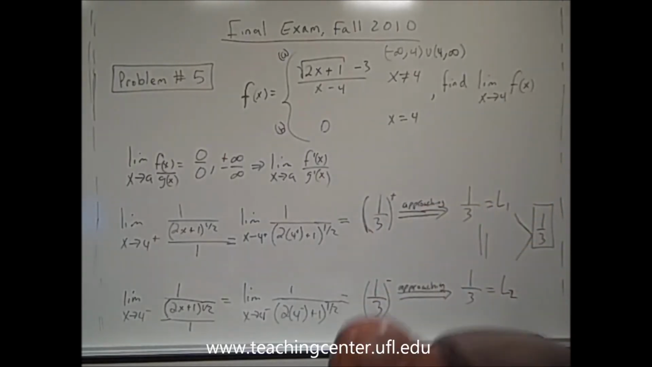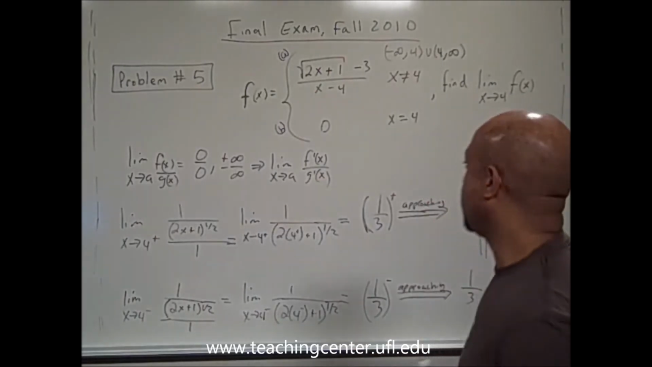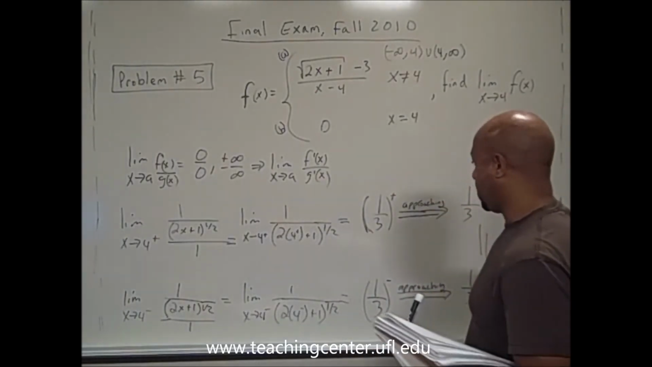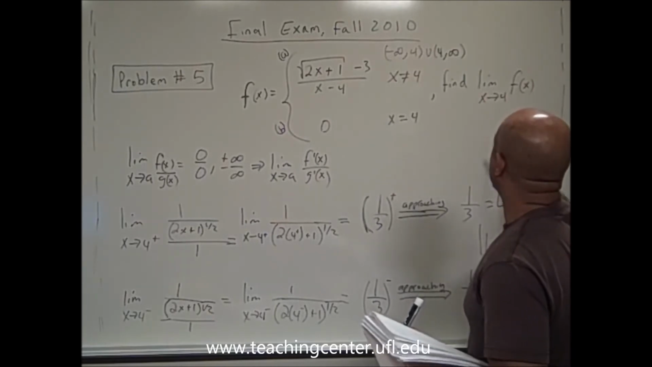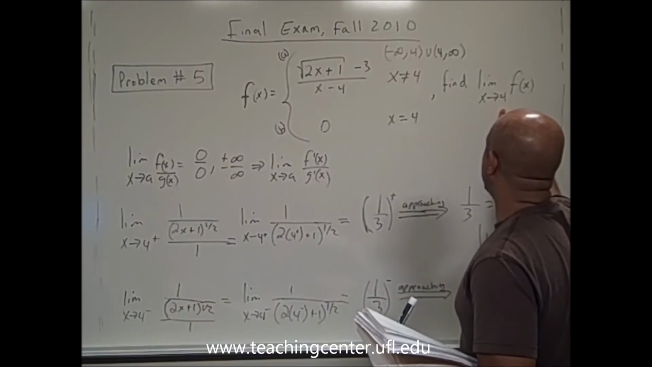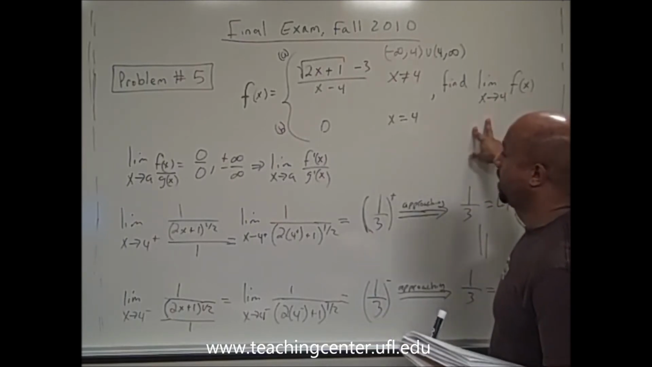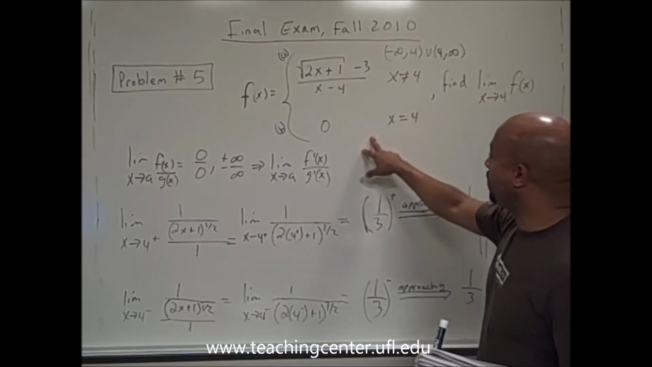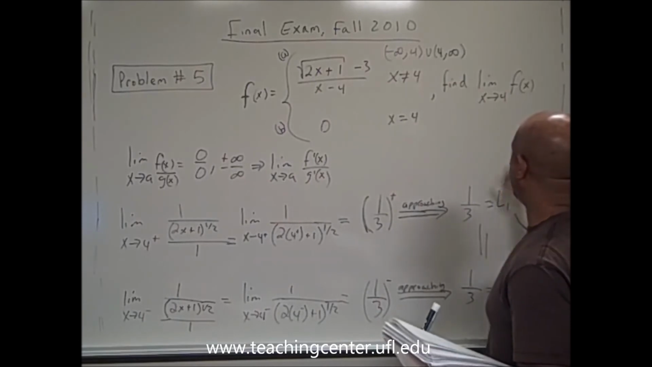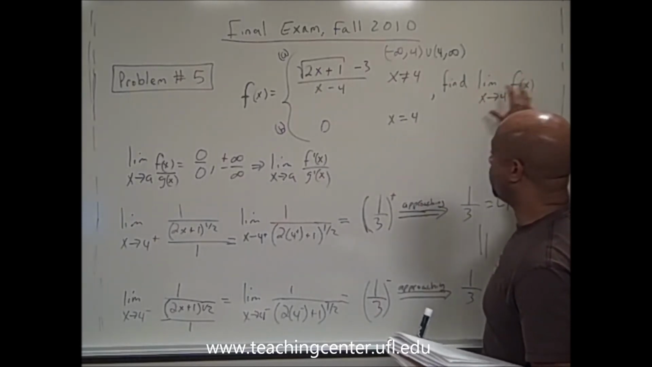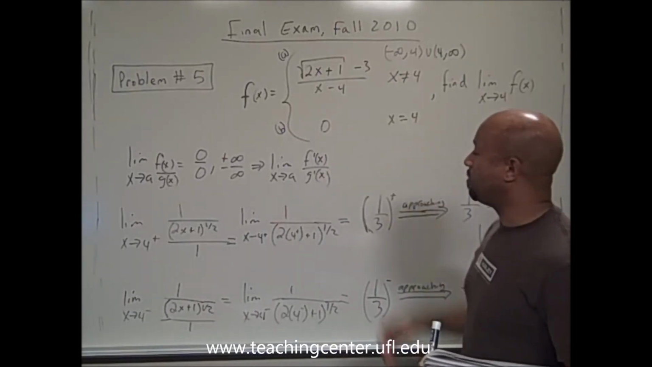Now, you say, wow, that's kind of a lot to do. Couldn't I just take the limit as x approaches 4 of f of x? So if you do that, this function is telling you at x equal to 4, f of x is equal to 0. So if you just go directly from evaluating this limit, you would have to say f of x is equal to 0.